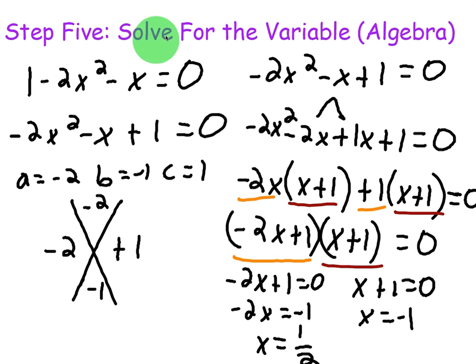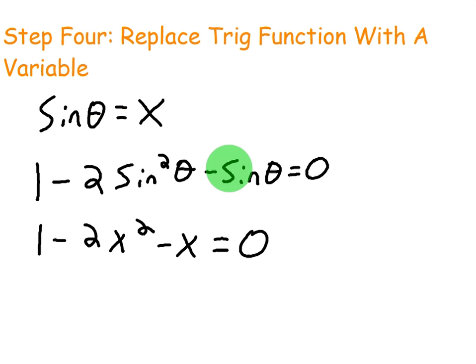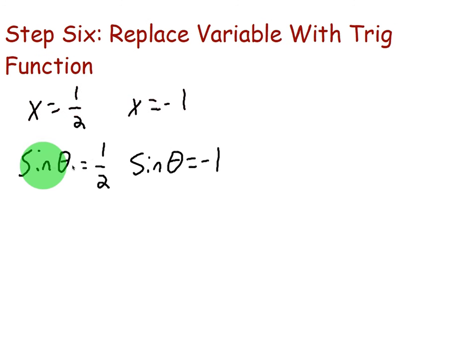Well, that completes step 5, but remember this was originally a trig equation. So for step 6, you need to replace the variable with the trig function. So instead of x, I'm going to replace it back with sine of theta, which is what I designated it to be in step 4. Same thing for x equals -1, replace x with sine of theta. So now we've got something to work with here, and we're one step closer to the solution. We have sine of theta equals 1/2, and sine of theta equals -1.